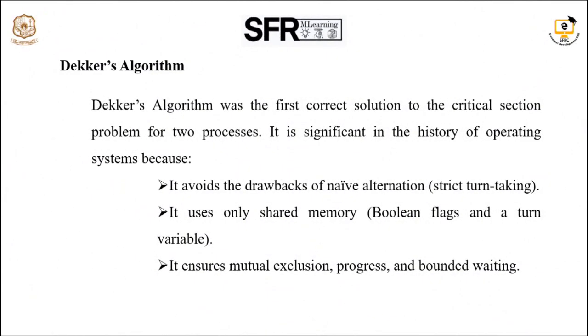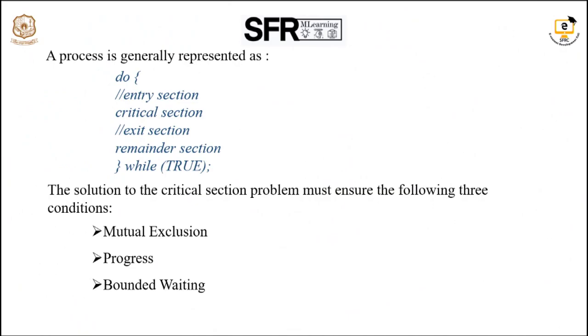Dekker's algorithm was the first correct solution to the critical section problem for two processes. It is significant in the history of the system because it avoids the drawback of naive alternation. It uses shared memory. It ensures mutual exclusion, progress and bounded waiting. This is how the process is generally represented in Dekker's algorithm.